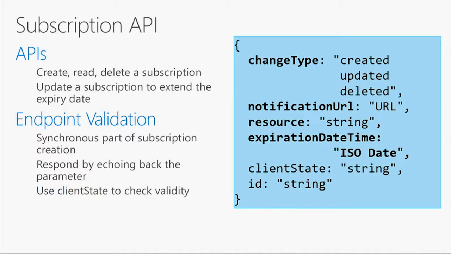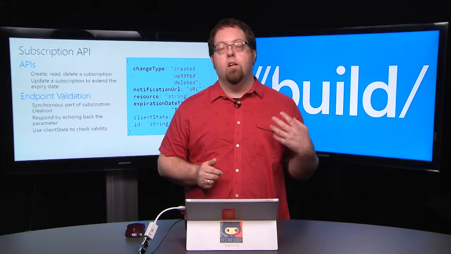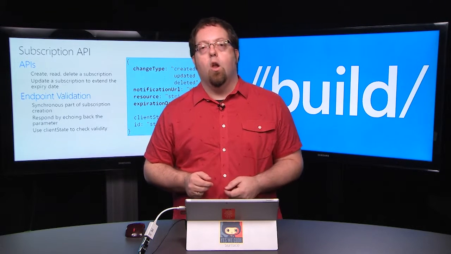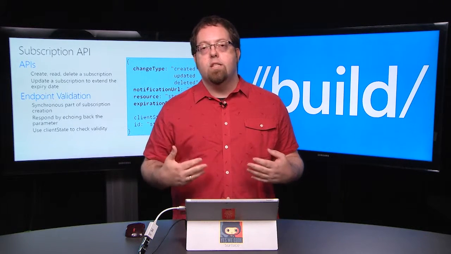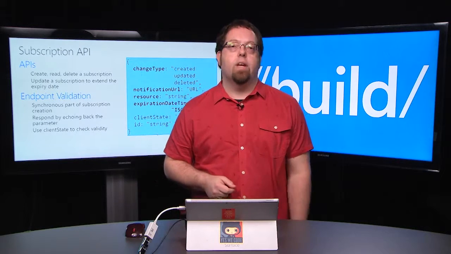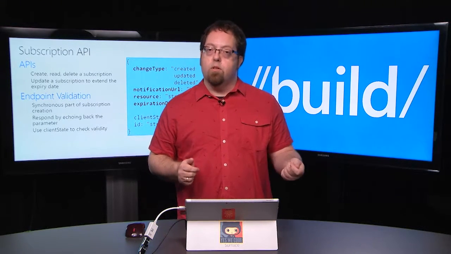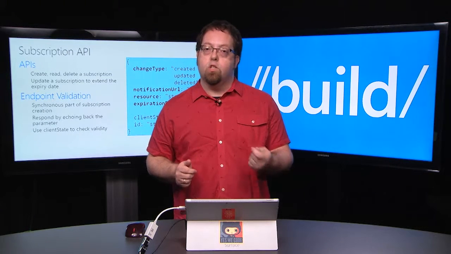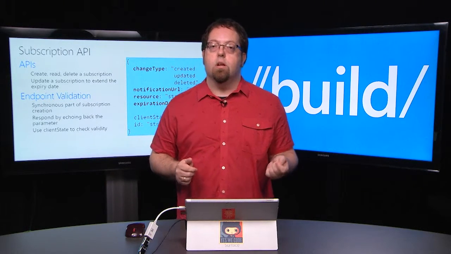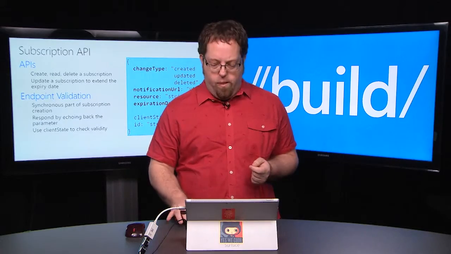And you can also send the client state. The client state allows me to send an application unique code along with my subscription, which we'll then send back from the Microsoft Graph with every notification call. So you can validate that that call is really coming from the Microsoft Graph and is really a call related to the subscription that you created, to be sure that it's one that you were expecting.